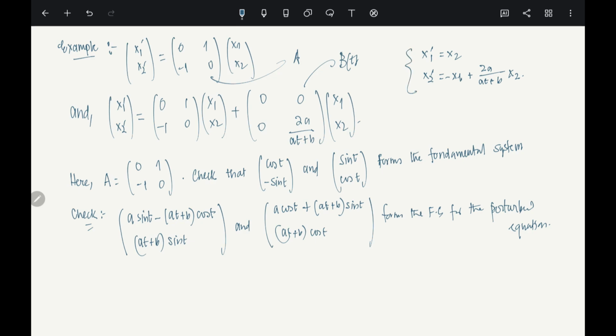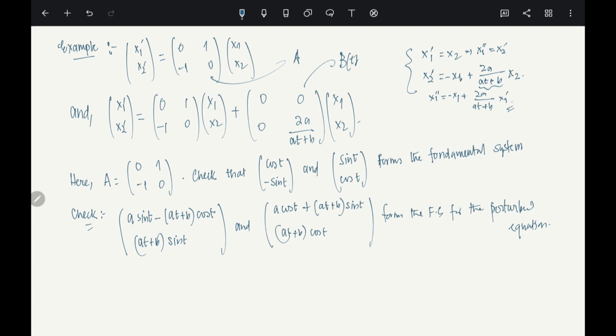Now for this system, this will imply that x1 double prime is x2 prime, right? So if you replace it here, x1 double prime is minus x1 plus 2a by (at+b) times x2, and x2 is nothing but x1 prime. Now you see what actually happens is, this is basically a second order equation. You know how to solve a second order equation.